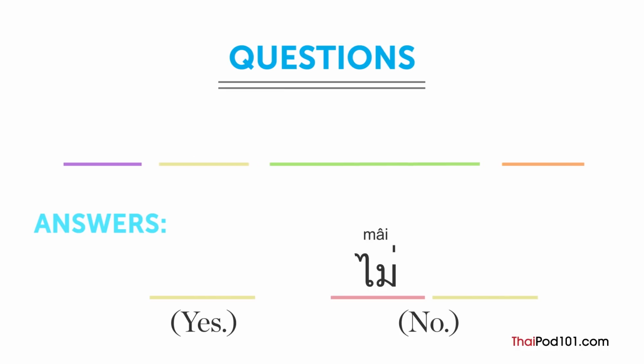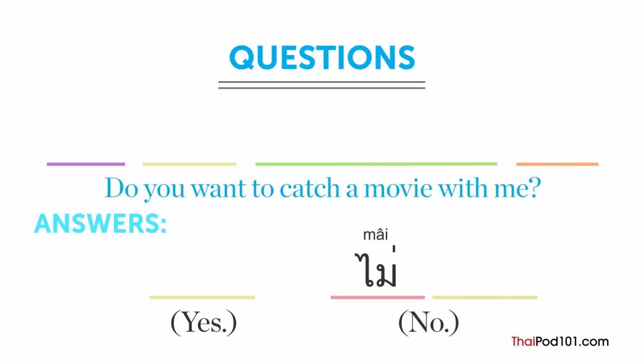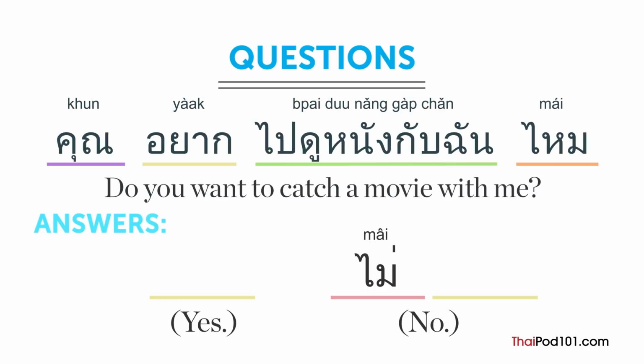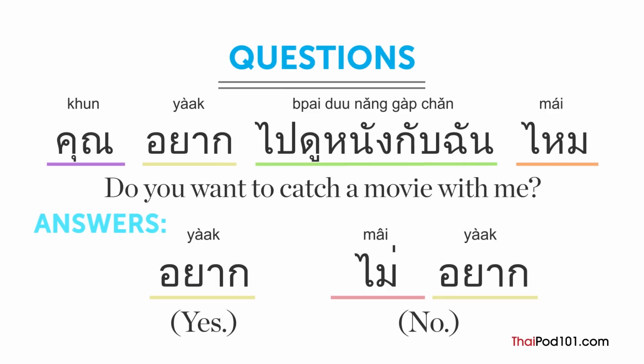How about if I want to ask, do you want to catch a movie with me? The question will be คุณอยากไปดูหนังกับฉันไหม. If you do, you will say อยาก, or want. But if you don't, then say ไม่อยาก, or don't want. Well done!